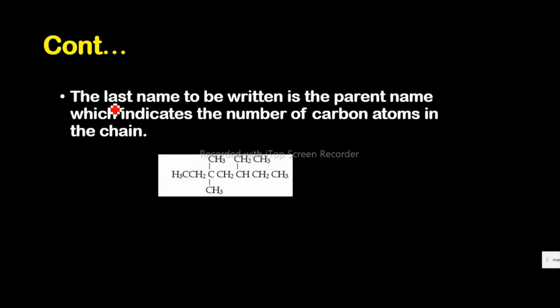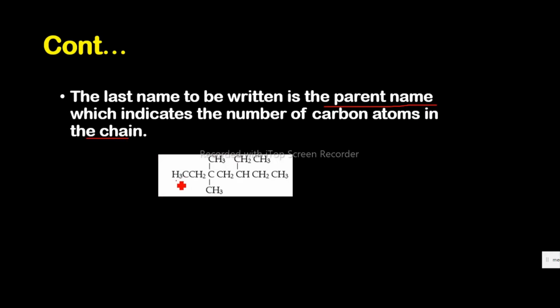So we say that when you are naming, the last name to be written is a parent name, which indicates the number of carbon atoms in a chain. Now, you have such a compound, and you want to name it using the IUPAC system of nomenclature.